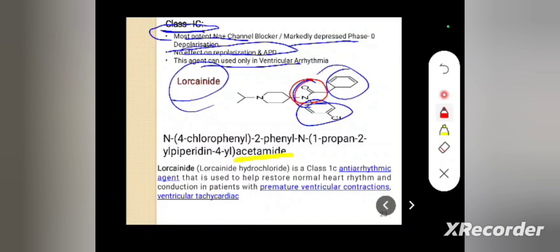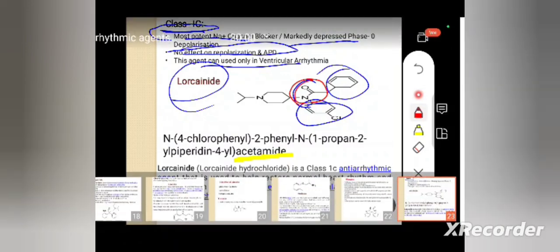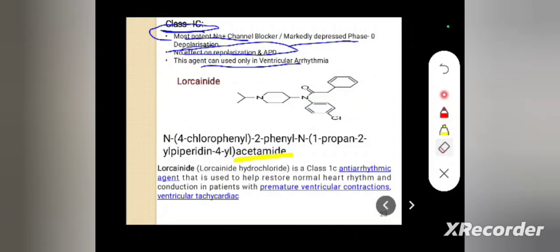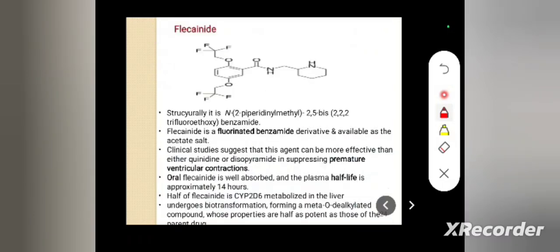So lorcainide is a class 1C antiarrhythmic agent and is helpful to restore the normal rhythm and conduction in patients with premature ventricular contraction or ventricular tachycardia. Only in case of premature ventricular contraction can we use lorcainide. So the next drug, flecainide, is a class 1C drug.